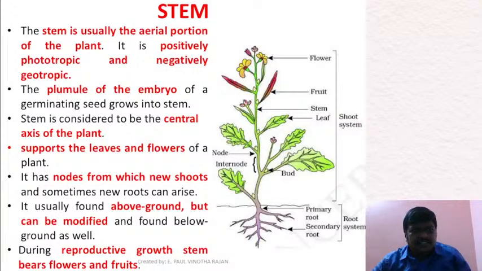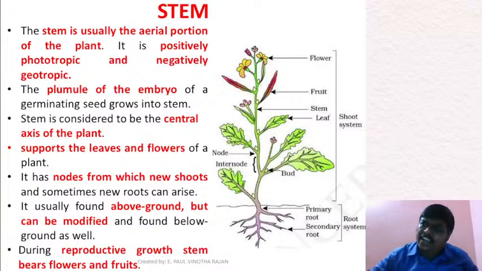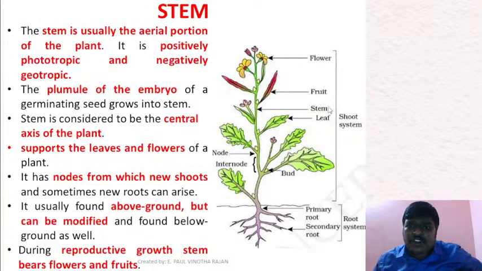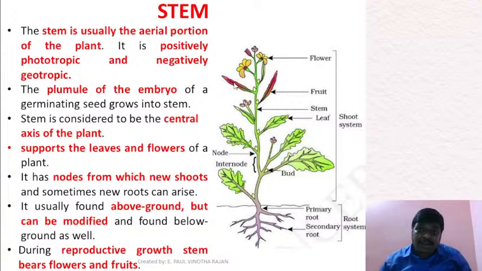And next thing is the stem. It helps the reproductive organs. What are reproductive organs? The reproductive organs for the plants are the flowers. The flowers are the reproductive organs. Those reproductive organs are present in the stem. And apart from that, stem also has flowers, fruits, buds, all those structures in it.